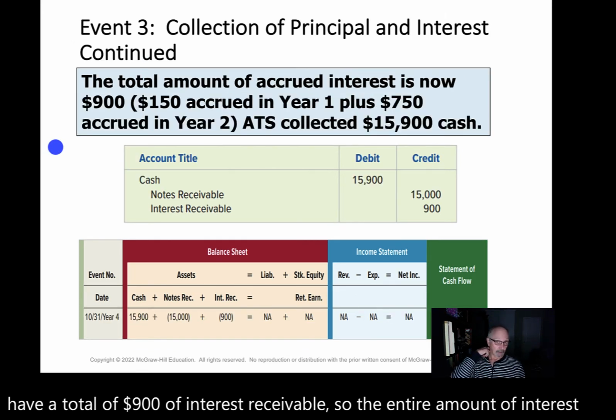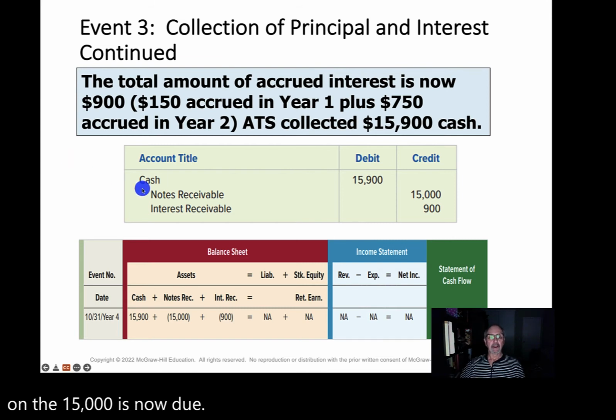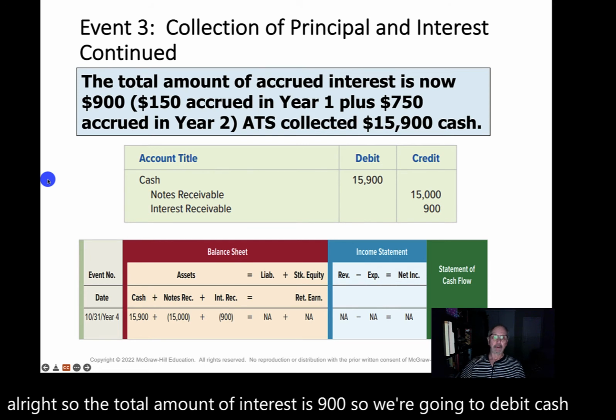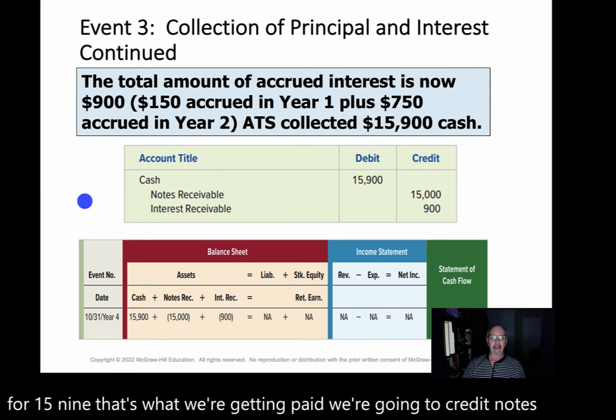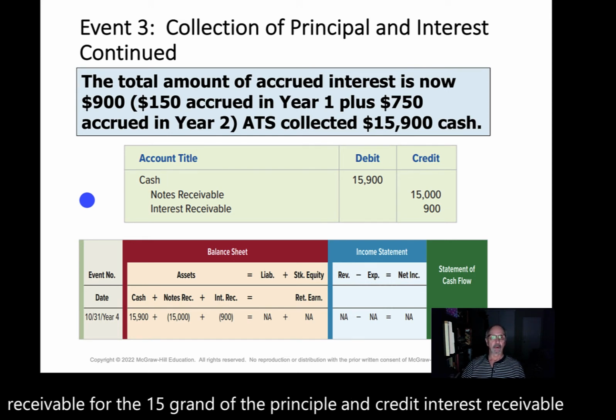All right, so the total amount of interest is 900. So we're going to debit cash for 15,900. That's what we're getting paid. We're going to credit notes receivable for the 15 grand of the principal and credit interest receivable for 900 bucks. That's what we're due. And it's all done.